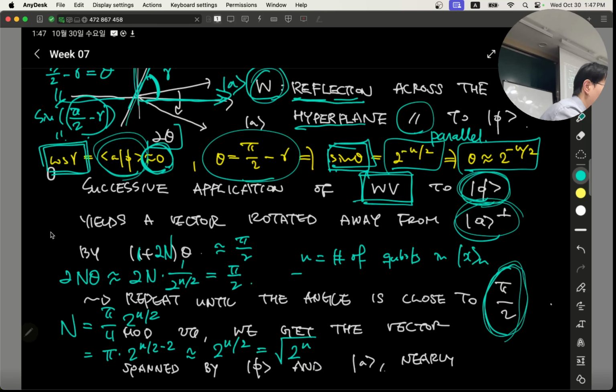Well, shall we talk about quantum error correction a little bit? Oh, you have a question.